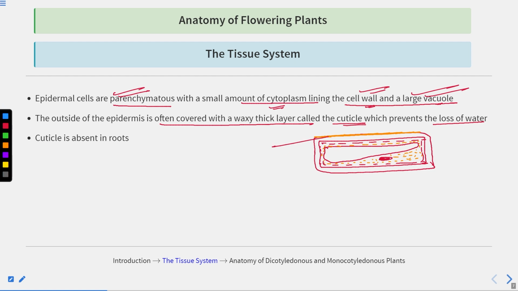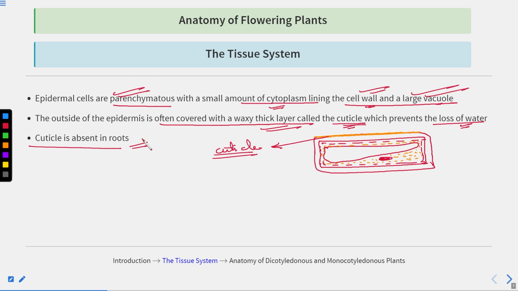Okay, so this is the cuticle at the surface of the epidermis. This thick, waxy layer, the cuticle, prevents the loss of water. It doesn't allow the water to evaporate from the cell. And the cuticle is absent in the root.